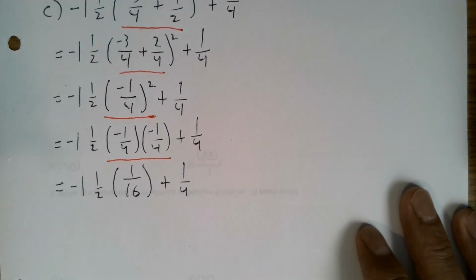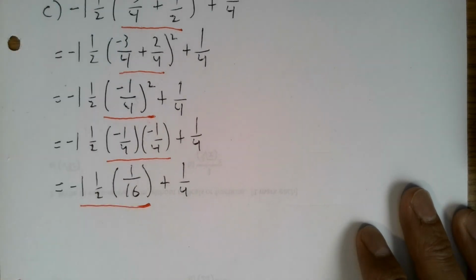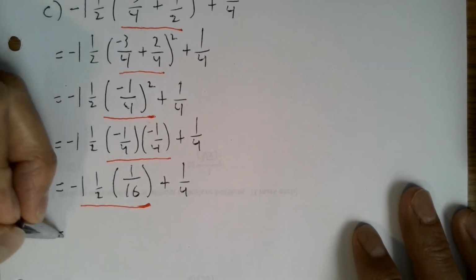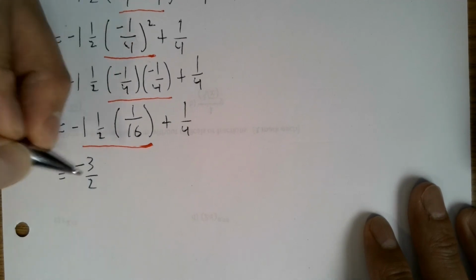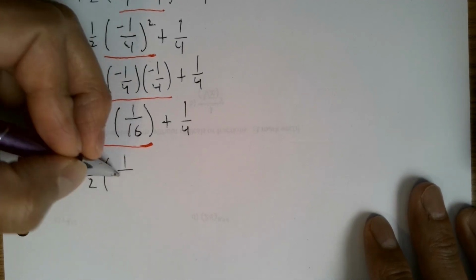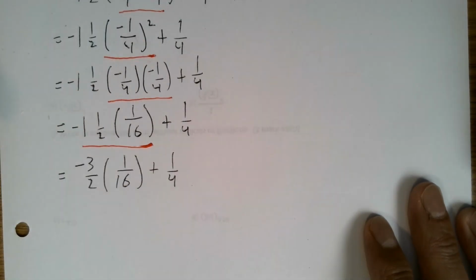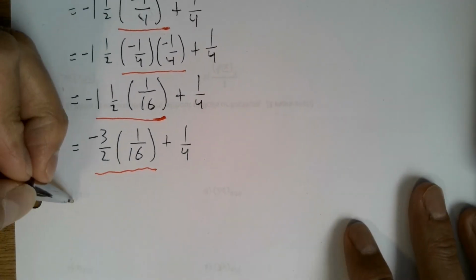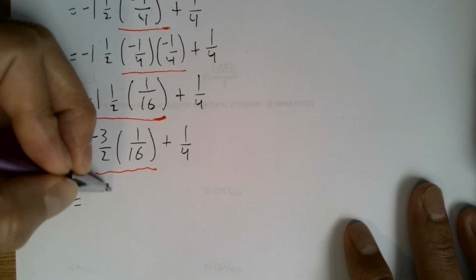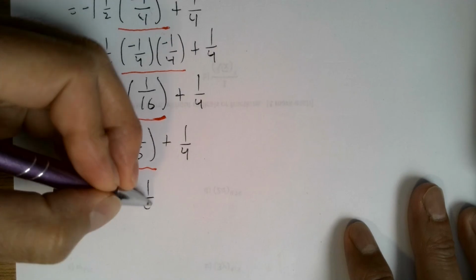Okay. Now I've got multiplying and adding left, so I'm going to do the multiplying first. Before I can multiply, I need to change this into an improper fraction, so that's going to be negative 3 over 2 times 1 over 16. And then plus a quarter. We're still working on this multiplying here. And that's going to be negative 3 over 32 plus a quarter. Oh, we're getting close.